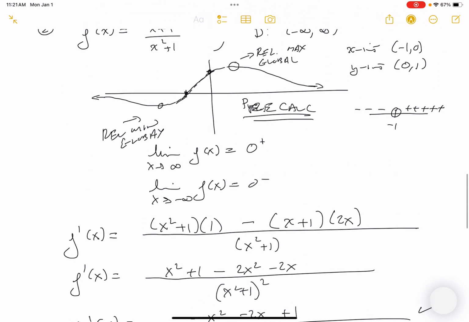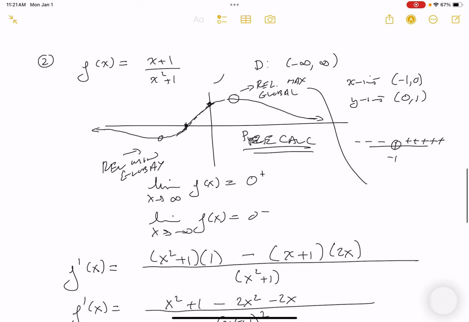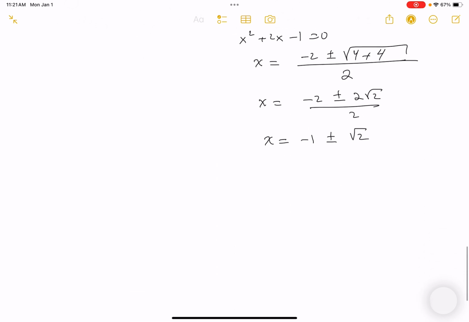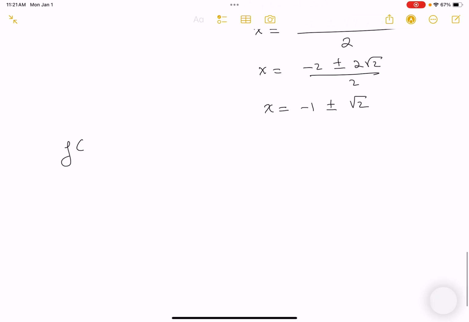So, let's write this down. This global maximum occurs at root 2 minus 1, and this global minimum occurs at minus 1 minus root 2. Again, someone asked, what's the range? I'm looking at it now, but I still don't know what the range is. I have to do the computation now. So I have to do f of root 2 minus 1. This can be the maximum value. I'll do that in a second. And I have to do f of minus root 2 minus 1.